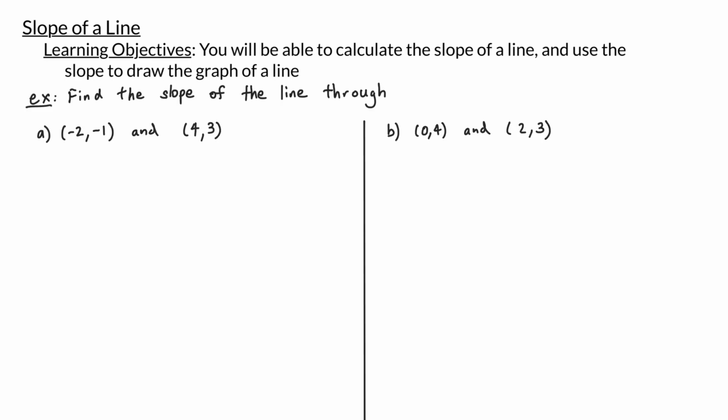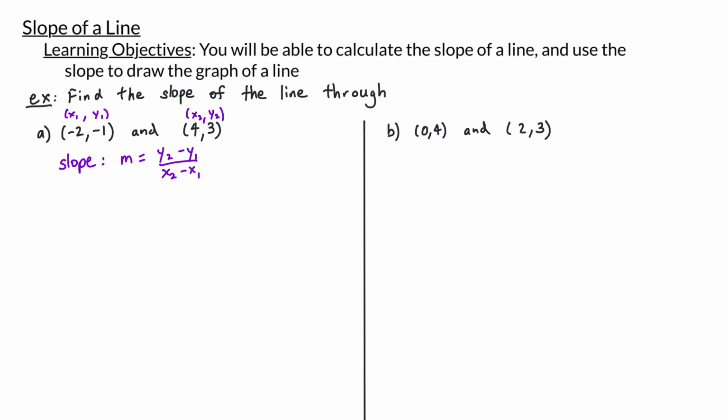In example A, we want to find the slope of the line that goes through 2 points, (-2, -1) and (4, 3). From our last video, we learned that the slope formula is given by m equals y2 minus y1 divided by x2 minus x1. Let's treat (-2, -1) as our first point, so we'll label this x1, y1. And let's treat (4, 3) as our second point, so we'll label that x2, y2.